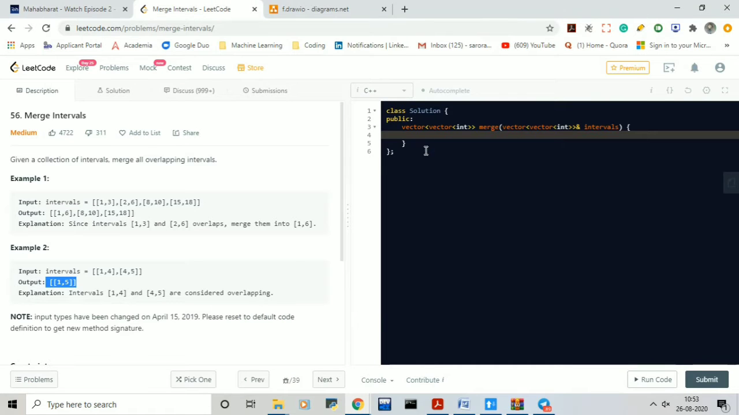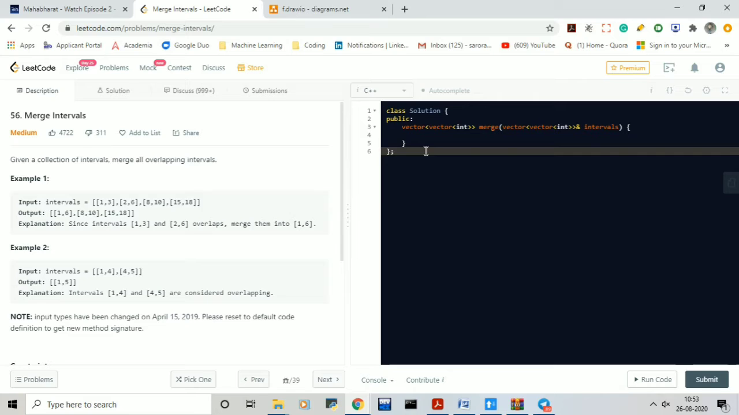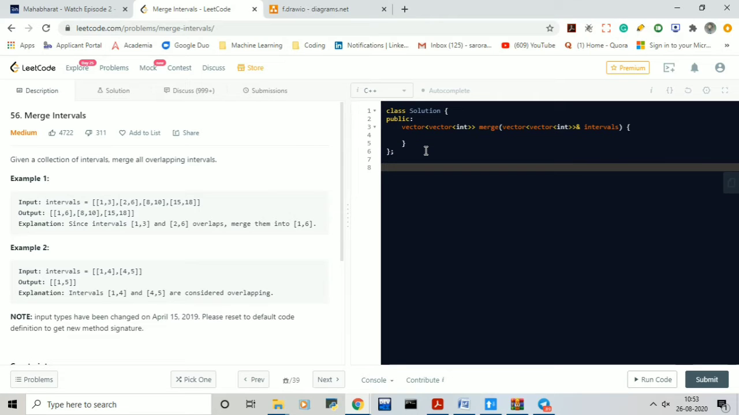So I'll now go through one more time how exactly I'm going to write up the code. Suppose we have an interval like this, and we have the other interval from 2 to 6. The other interval which I'm having is from 8 to 10.